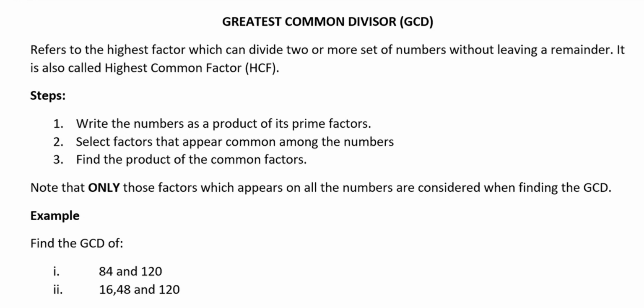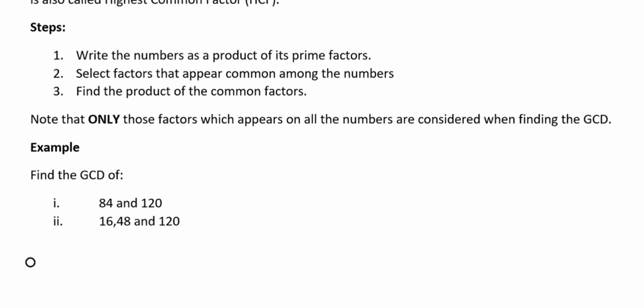Then you select the factors that appear common among all those numbers that you want to find their greatest common divisor. Then find the product of the common factors. Note that only those factors which appear on all the numbers that you want to find their greatest common divisor are considered when finding the greatest common divisor.